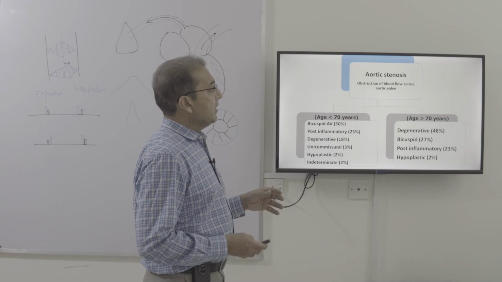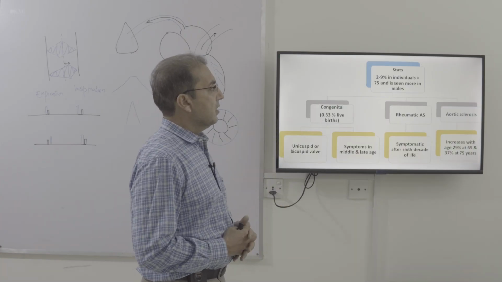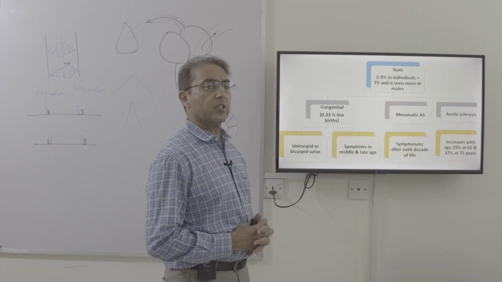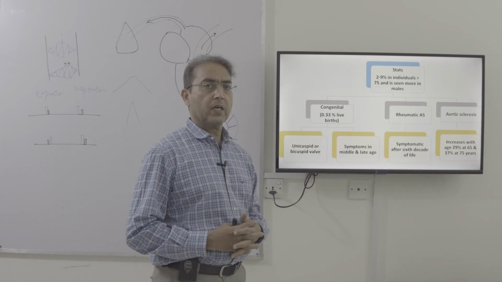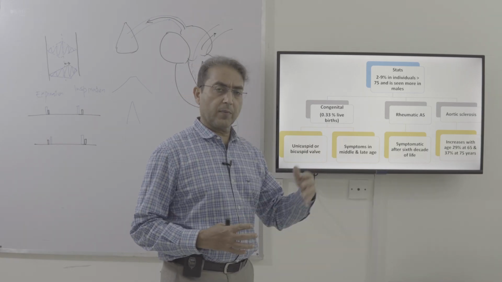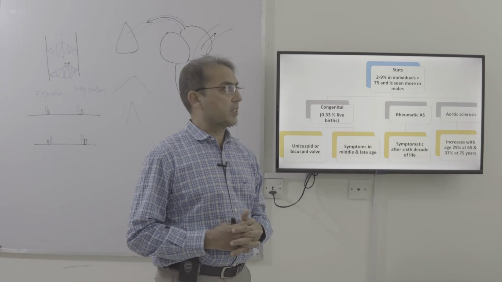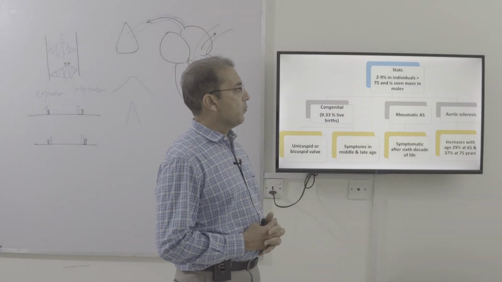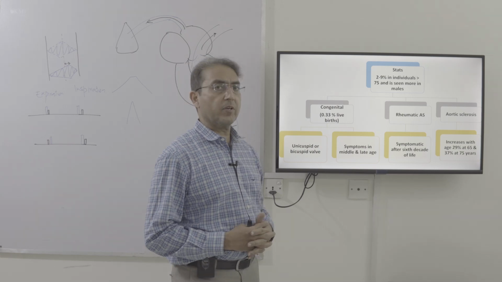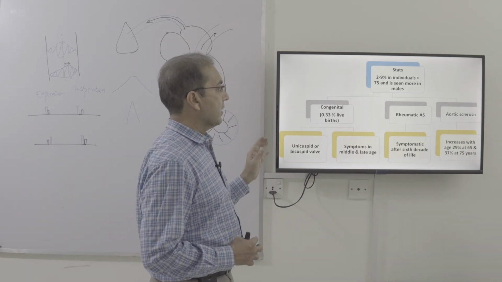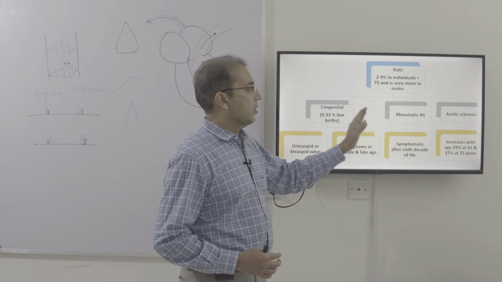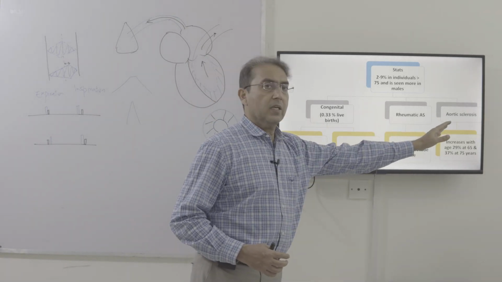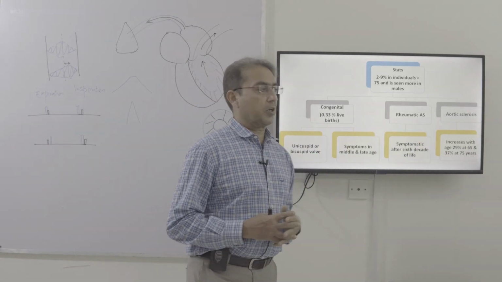Now, when we see the statistics, we see patients who are more than 75 years old, almost 2 to 9% are suffering from aortic stenosis, depending upon the different studies and different populations. And you see, aortic stenosis is relatively more common in males than in females. And as we discussed, there are three main types: the congenital, the post-inflammatory, and then degenerative type of aortic stenosis.